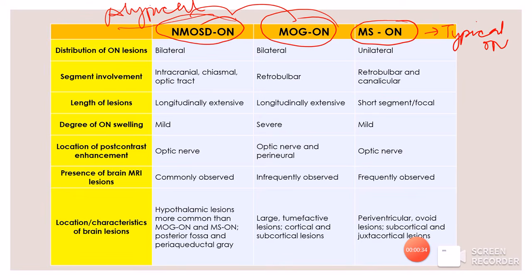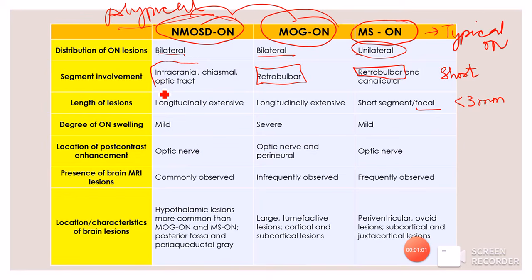Number one is that multiple sclerosis associated optic neuritis is usually unilateral, right? However, these two are bilateral. Now, the segment involvement. The segment involvement in multiple sclerosis associated is always short segment, right? The short segment means less than 3 millimeters or focal involvement. And which part does it involve? Mostly it involves the retrobulbar part. The MOG optic neuritis also involves the retrobulbar part. However, the NMOSD will go and involve the intracranial chiasmal part, or it can also go and involve up to the optic tract, right?